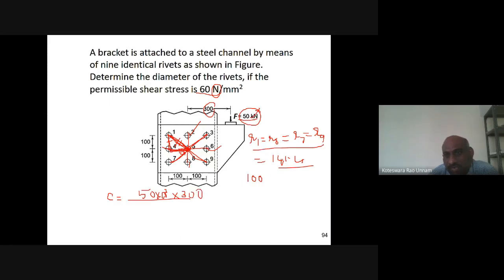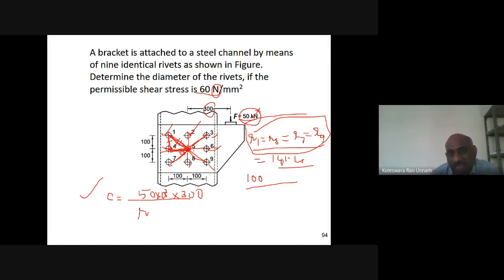Divided by, just now we computed all these values: R1 square plus R2 square up to R9 square. I'll get the C value. Once I get the C value, I don't need to estimate the forces in rivets 2, 4, 6, 8. Why? Because they have R values smaller than these four rivets. So I will compute only R1, R3, R7 and R9.